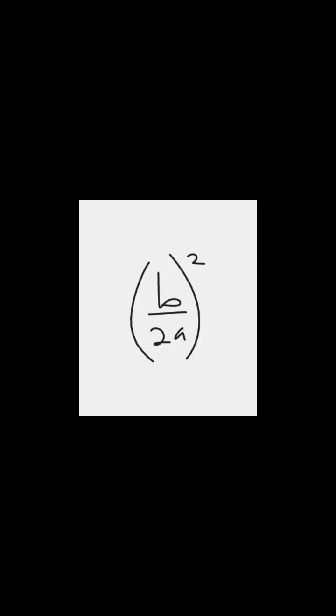Now that b over 2a is half of the coefficient of x. But then I said add the square of half of the coefficient of x to both sides. So now we are having b over 2a as half of the coefficient of x. So now the square of b over 2a will now be what? b over 2a squared. So now let's add that to both sides of our equation.